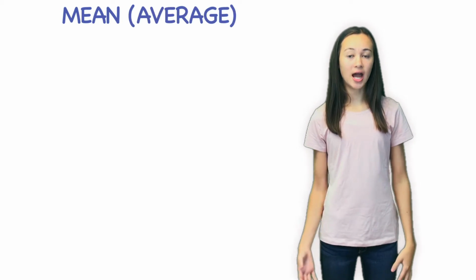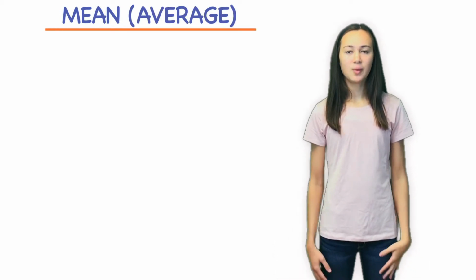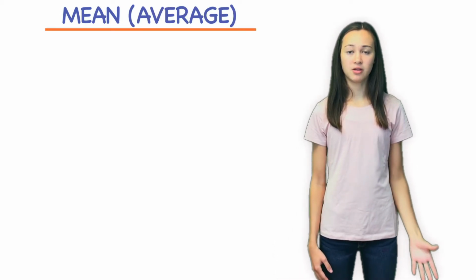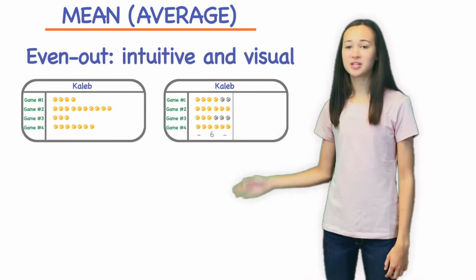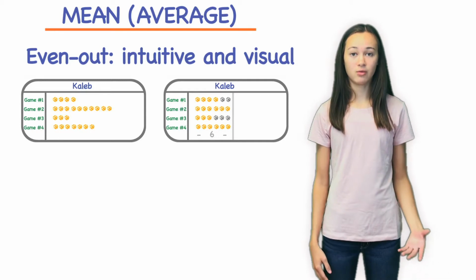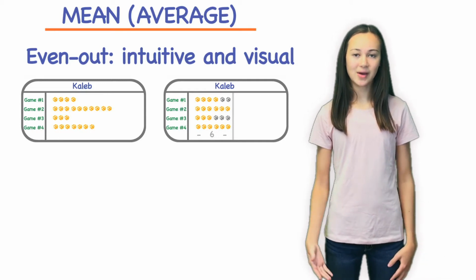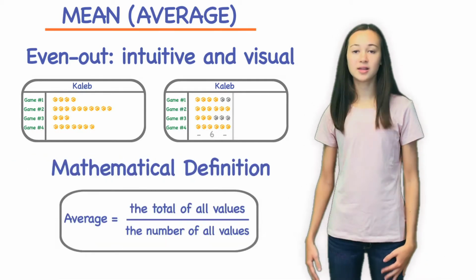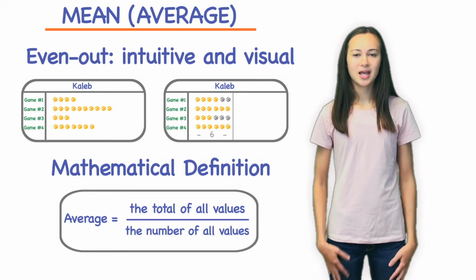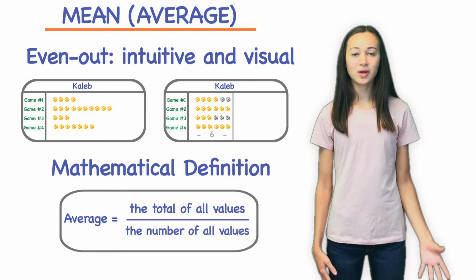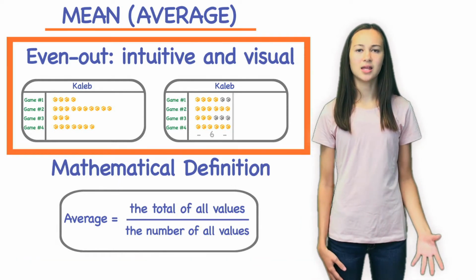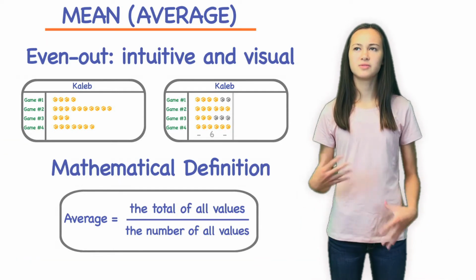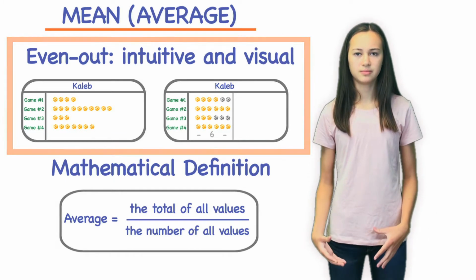In the last video, we introduced the concept of mean, or average, for a set of data. We talked about two ways to help us solve a mean problem. The first way is the even out method, which gives us a visual representation of what mean means. The second way is the standard method, or the math definition of mean. The math definition is what we can always rely on to help us solve a mean problem. But the even out method helps us visualize and conceptualize a problem.